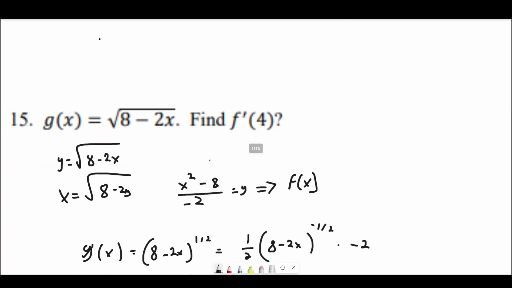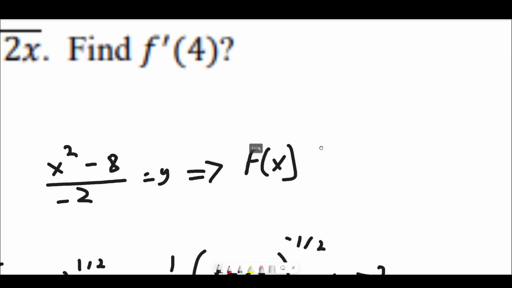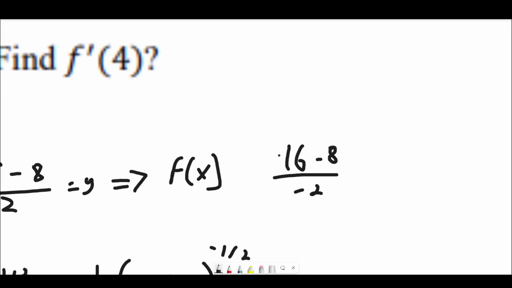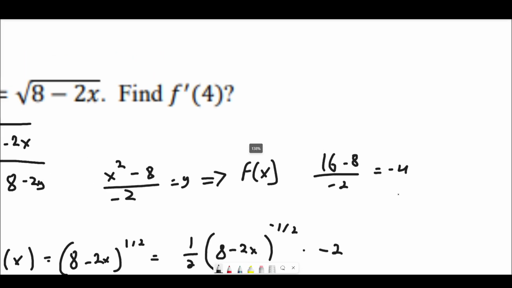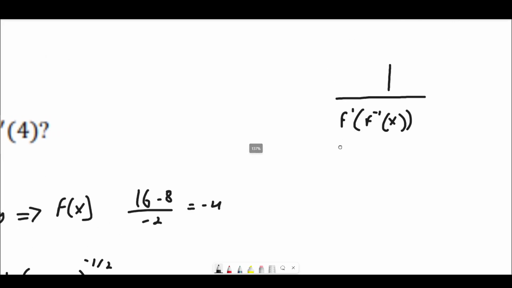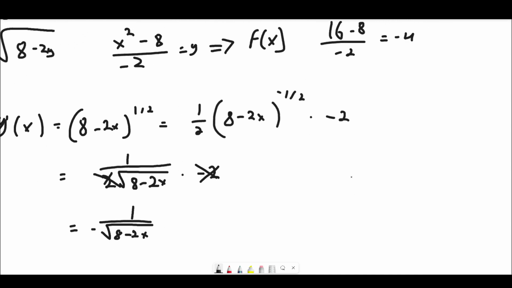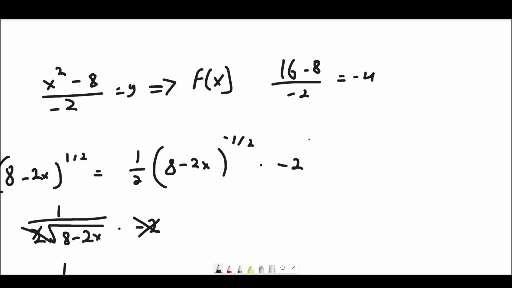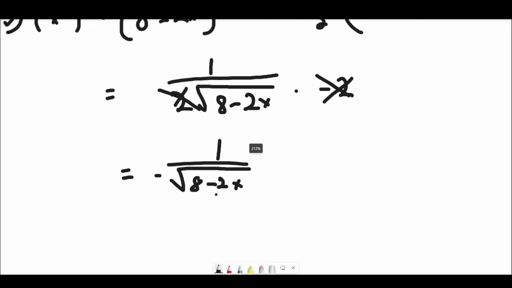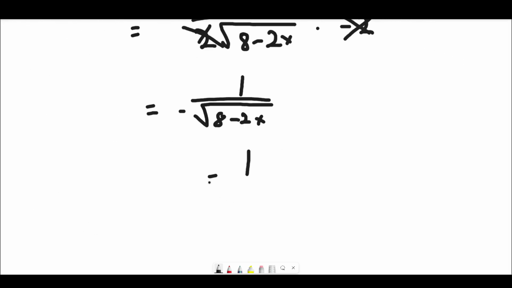So here's what I'm going to do. I'm going to plug in 4 for x in f of x. So you get 16 minus 8 over negative 2. 16 minus 8 is just 8. 8 divided by negative 2 is just negative 4. Okay? Here's what we're going to do with this. We're going to apply our derivative rule. So what we're going to do is plug in negative 4 inside of our derivative. So let's do that.